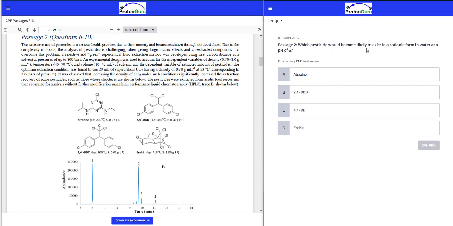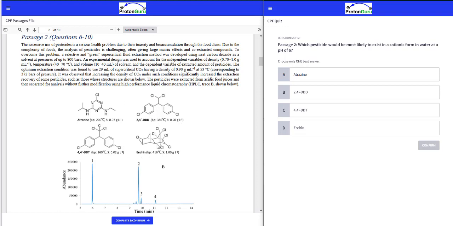Which pesticide would be most likely to exist in a cationic form in water at pH of 6? All right, a pH of 6 is a little bit lower than neutral 7. Lower than 7 is acidic. So we have an acidic solution and we have these pesticides. Perhaps the most familiar instance of a slightly acidic or neutral pH leading to protonation of an organic compound is where we have amino acids. You probably know that the amino acid's amine nitrogen group is protonated even at neutral pH.